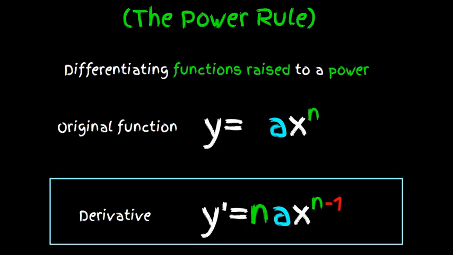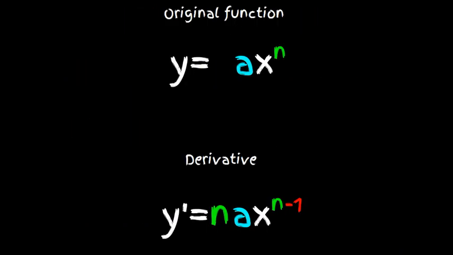But if your original function y is ax to the n, for instance 3 times x squared, then you bring the power 2 down in front, which becomes 2 times 3x, and then you take 1 off the power, so 3x squared would become 6x to the 1, or 6x. And just to demonstrate how to do that, it's really easy. Calculus can be really simple. It's only like tying your shoelaces, just a few rules to follow.